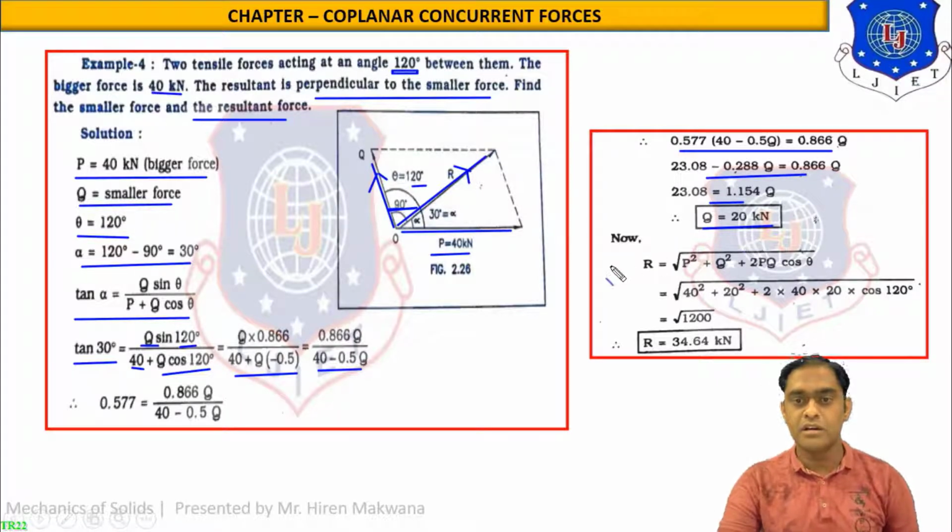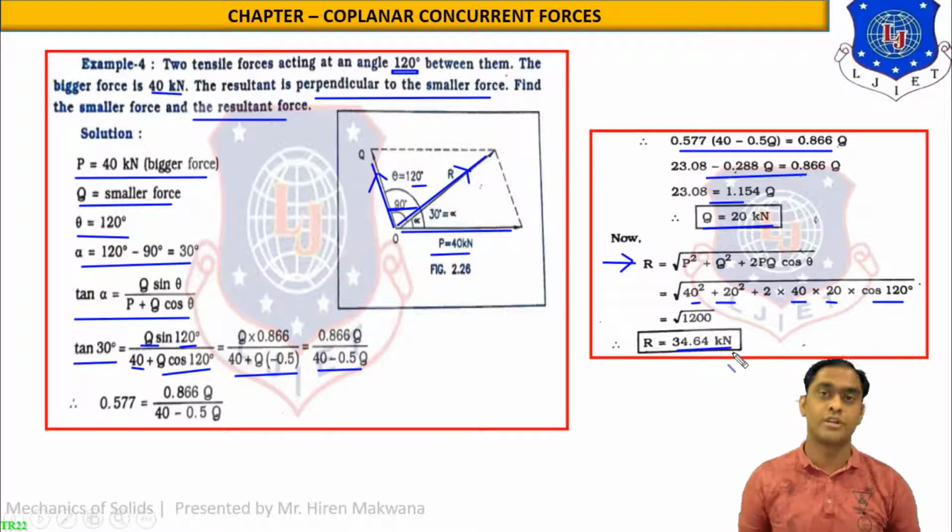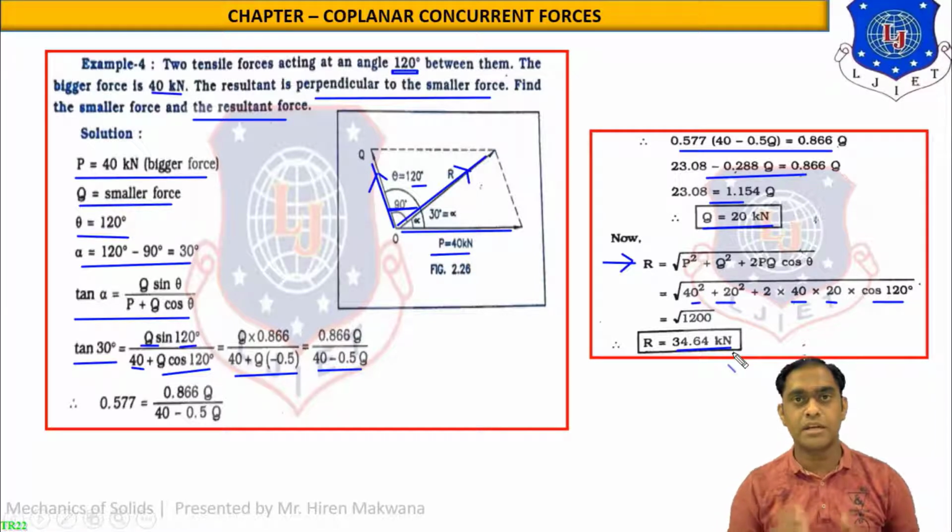Now, we have to find the resultant magnitude, which is equal to under root of P square plus Q square plus 2PQ cos theta. So P equal to 40, Q equal to 20, and theta will be 120. So the answer will be under root of 1200, which is 34.64 kilonewton. So here the resultant will be 34.64 kilonewton.